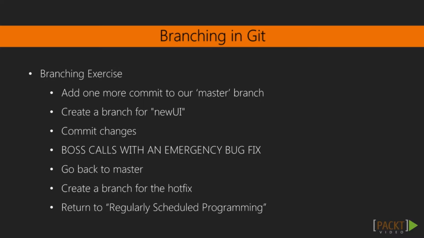Let's actually try this with our packed repository. We will add one more commit to our current work on the master branch. This will provide a marker for us. Then we will create a branch for a new UI. We commit some more changes in that branch. This is where our boss calls and needs a hotfix immediately in the production code. We will switch back to the master, then create another branch for the hotfix. After it is tested and delivered as a patch, we will return to our regular work on the new UI branch. Now, follow along with me.